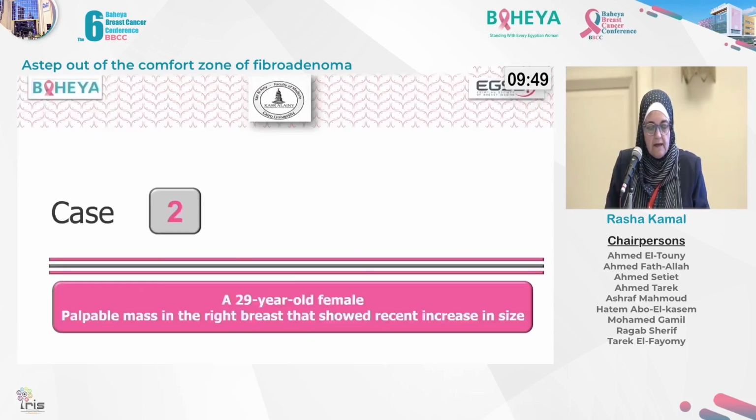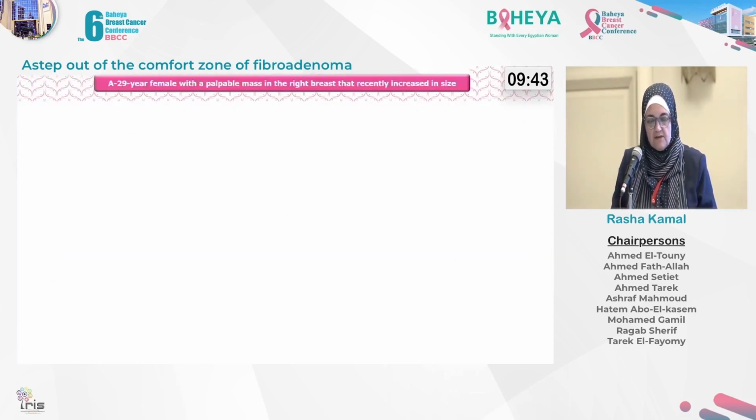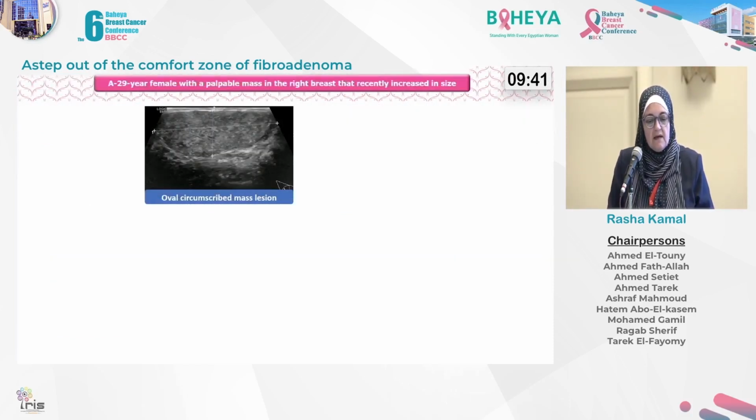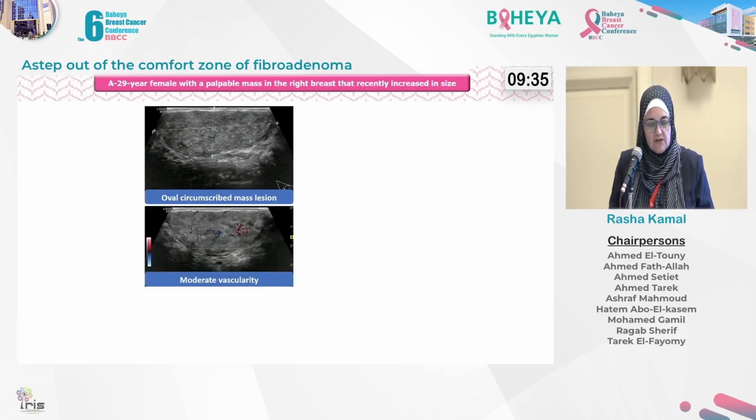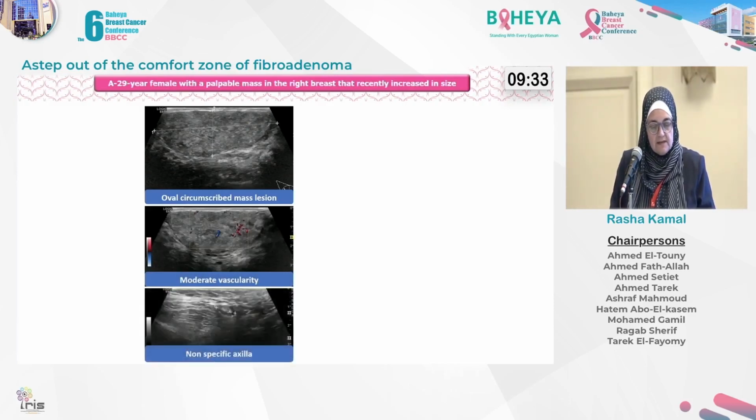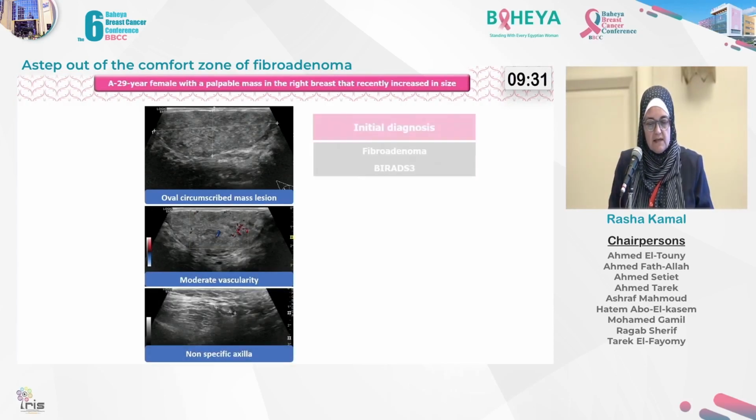The second case, a 29-year-old female with a palpable mass in the right breast that showed recent increase in size. She had an oval circumscribed mass lesion in the breast. Because she was young, we started with the ultrasound examination. There was moderate vascularity, and she had non-specific axillary nodes.